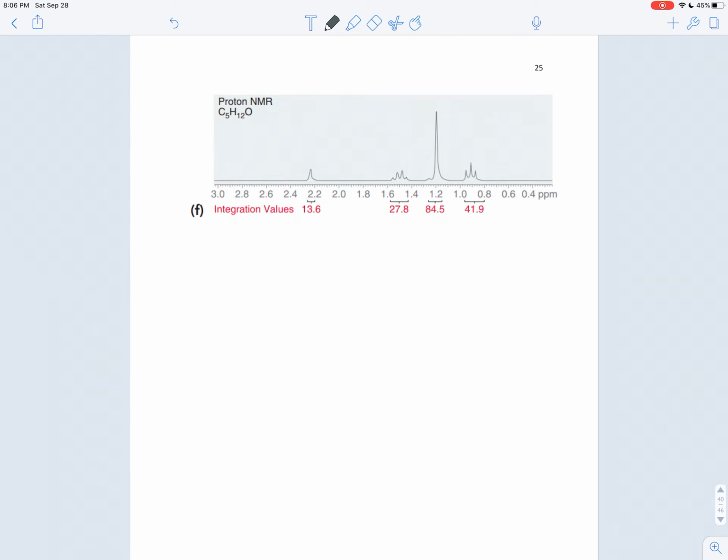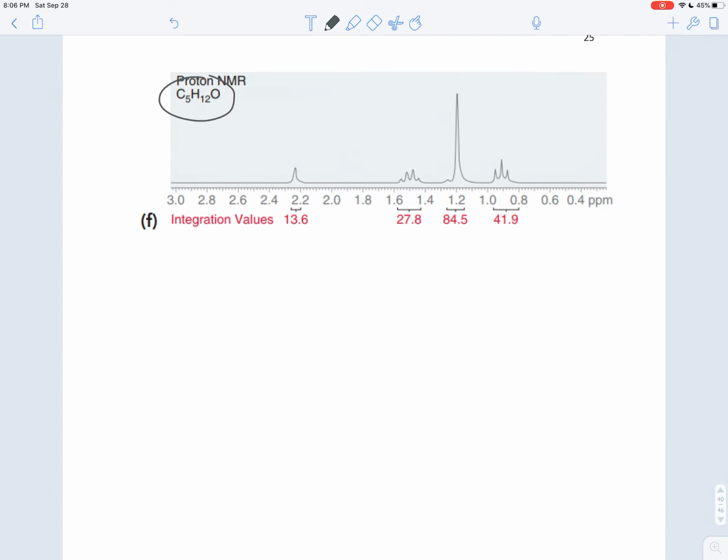All right, next one. So here they give you this molecular formula. In a laboratory, you'd get that by comparing the molecular ion peak to the m+1 peak, the relative heights of those. That would allow you to figure out that molecular formula.